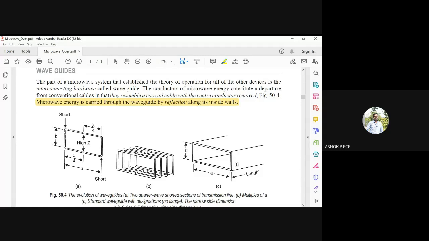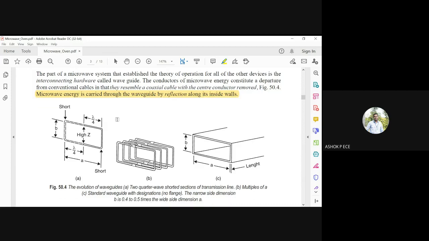The waveguide is made of metal. So you know metals will not let the microwaves escape, right? Metals will reflect the microwaves, and in such a way, by multiple reflections, the microwave energy propagates along the waveguide. It resembles a coaxial cable with the central conductor removed. So it will just look like a coaxial cable.